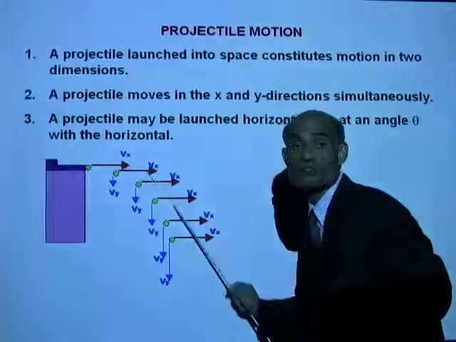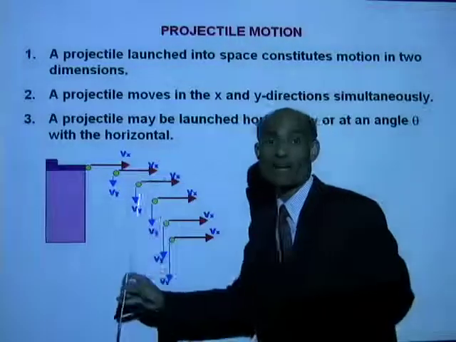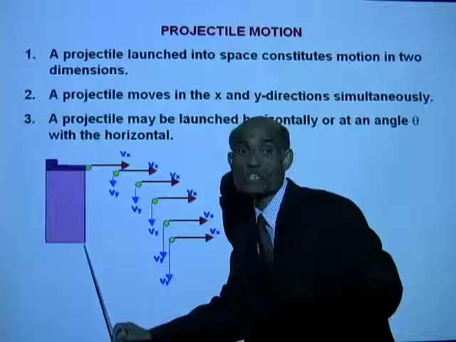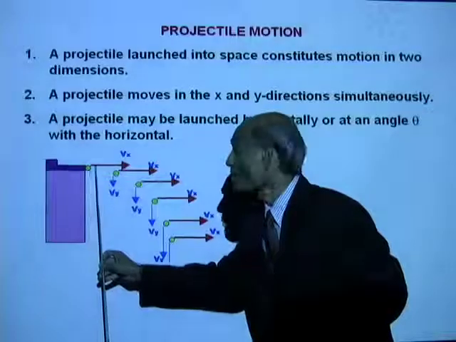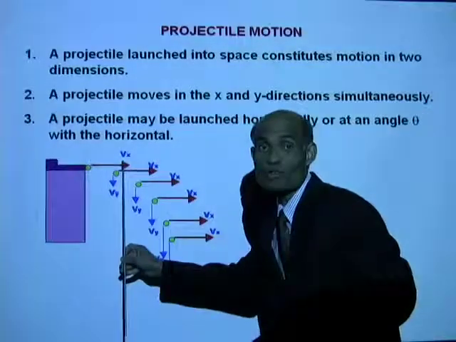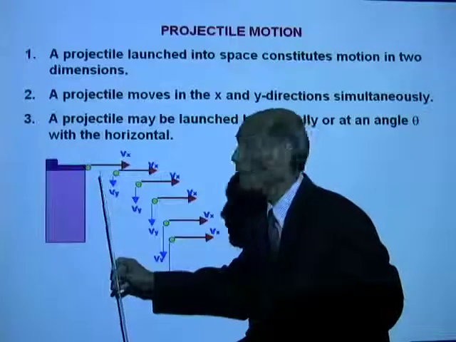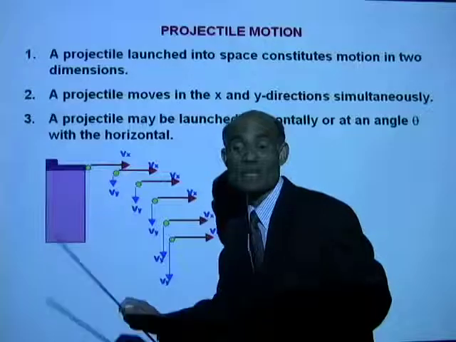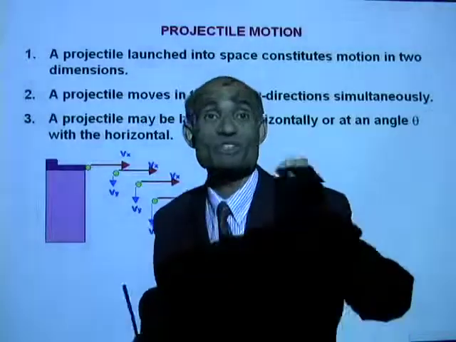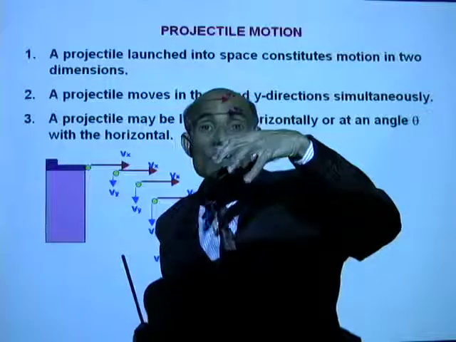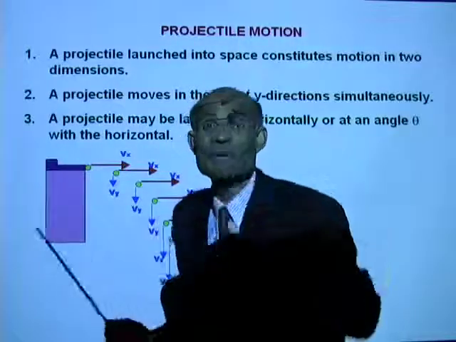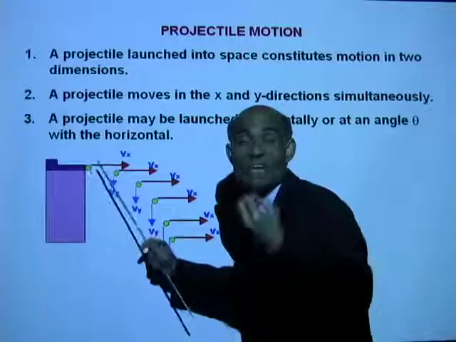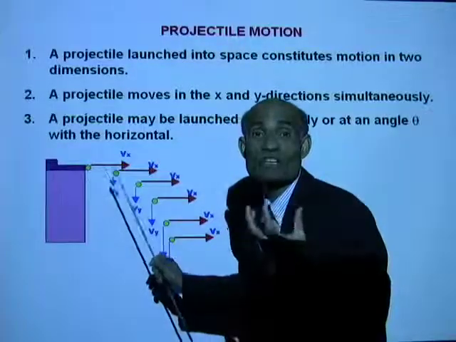Now this is an example of a horizontal projectile. What you notice here is you are projecting a ball from a certain height with a horizontal velocity v sub x. Now what is the initial vertical velocity of the projectile? The initial vertical velocity of the projectile is 0. Vertically, it is not moving in the beginning. It has an initial horizontal velocity and an initial vertical velocity that is 0.